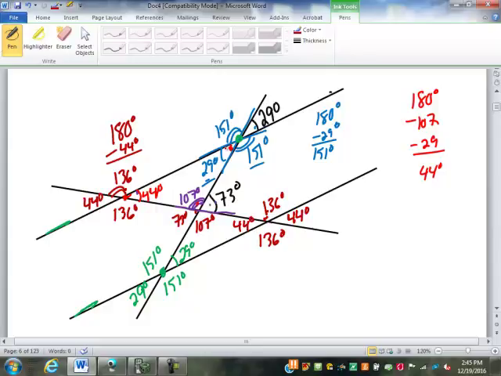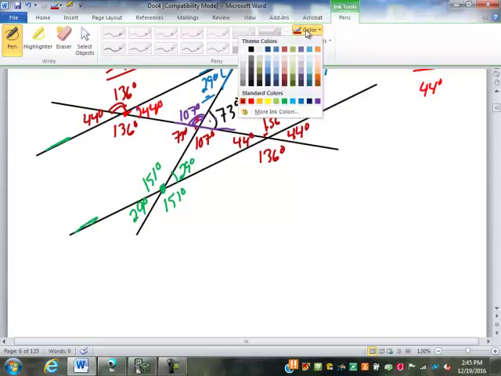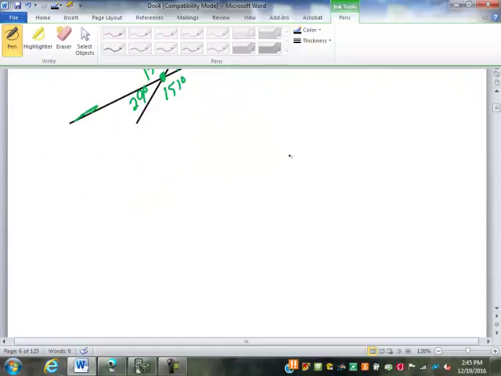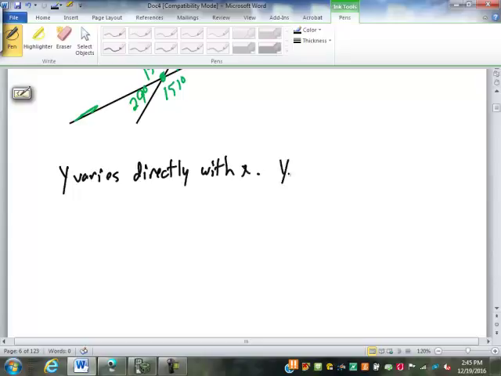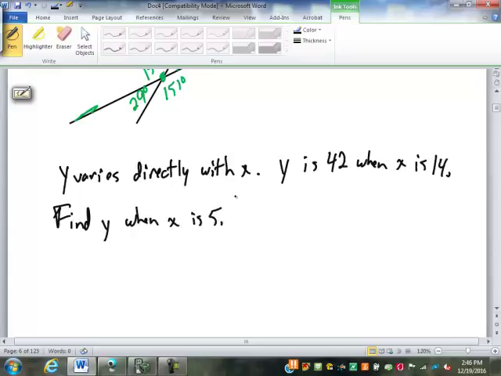Okay, so then one of the things we covered last week was variation. So if I tell you that y varies directly with x, and y is 42, then x is 14. Now I ask you to find y when x is 5. How are we going to start that out?